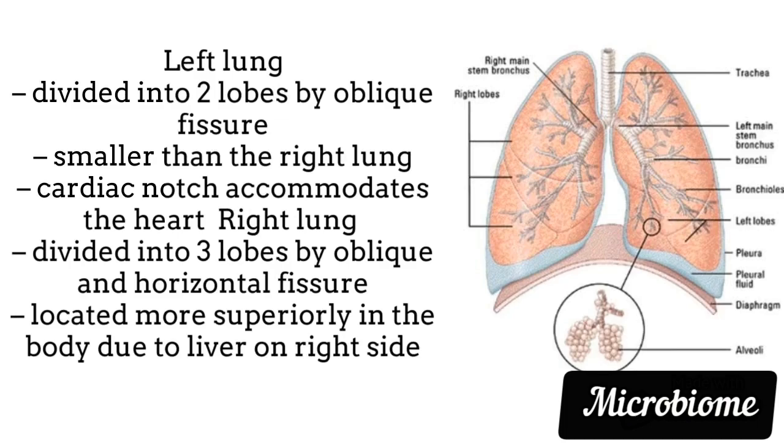Left lung. Divided into 2 lobes by the oblique fissure. It is smaller than the right lung. The cardiac notch accommodates the heart. Right lung divided into 3 lobes by the oblique and horizontal fissures, located more superiorly in the body due to the liver on the right side.